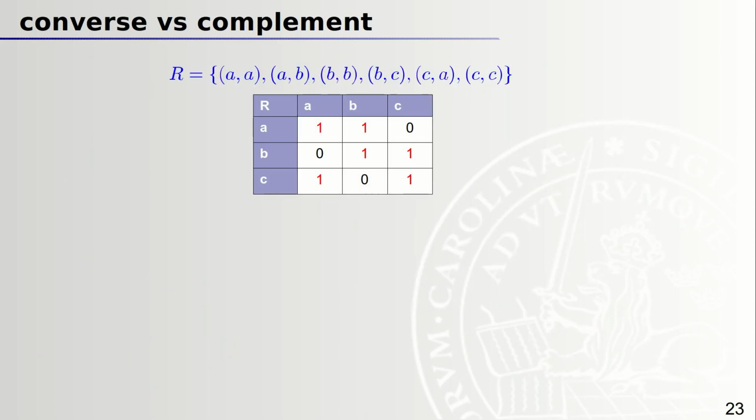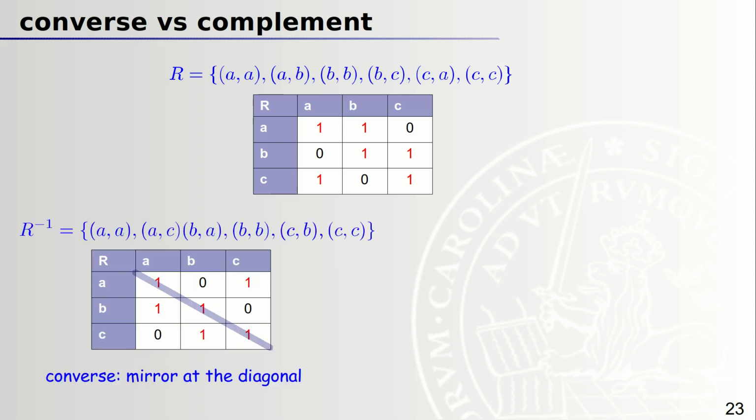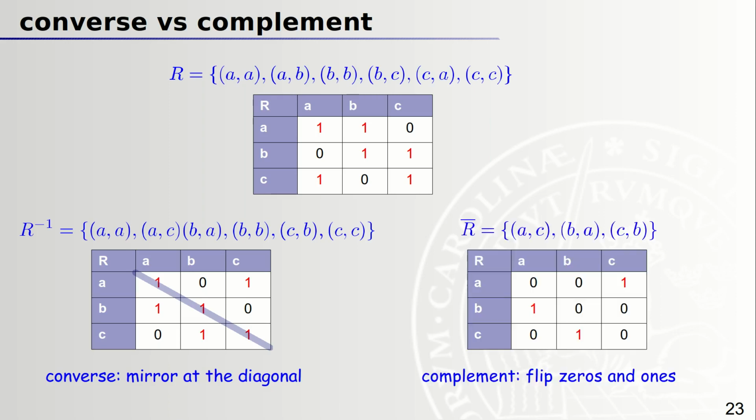We can also look at converse and complement in the table representation of a relation. Suppose this table represents the original relation over A, then one can obtain its converse by mirroring it at its diagonal. Its complement, on the other hand, is produced by flipping zeros to ones and vice versa.